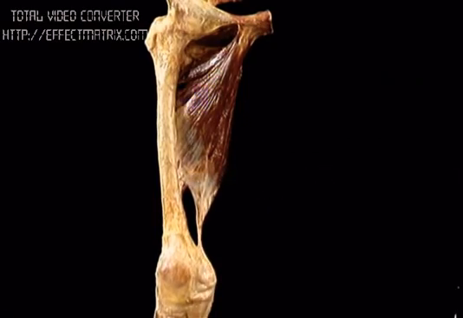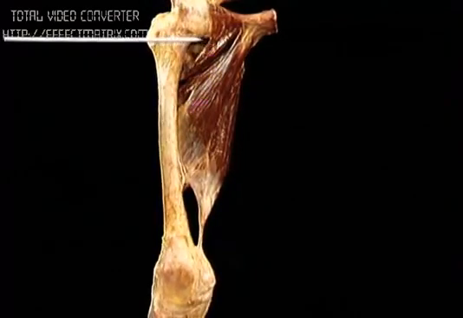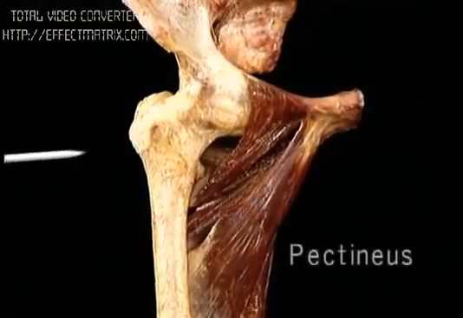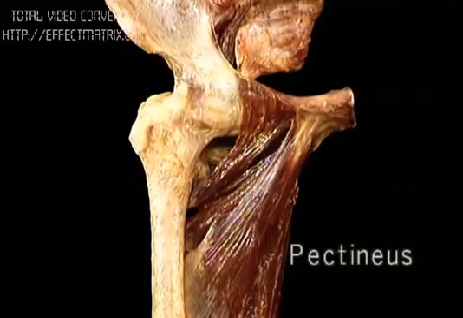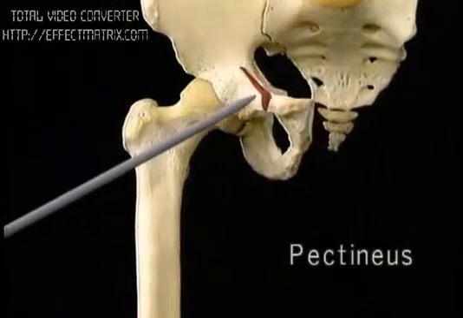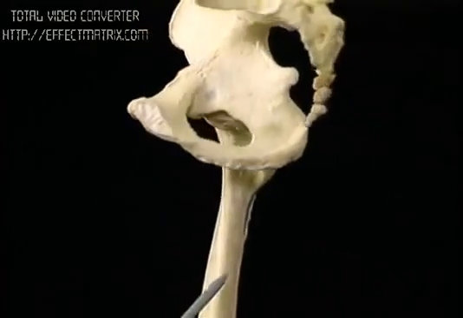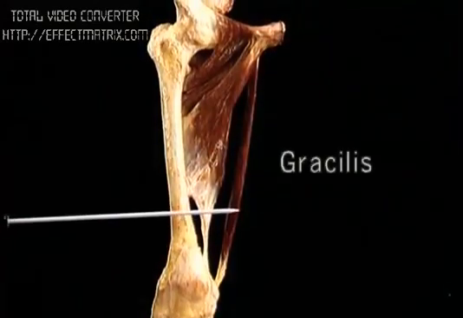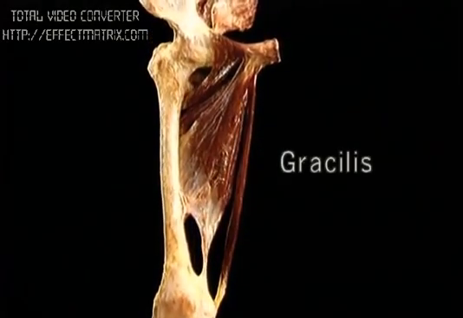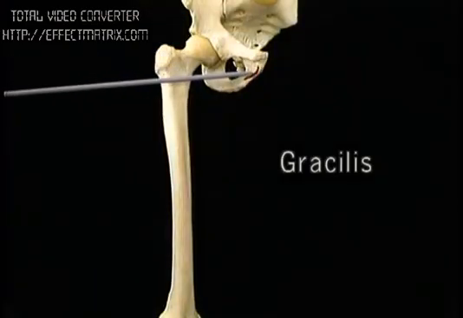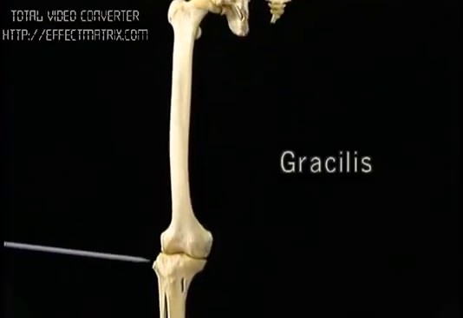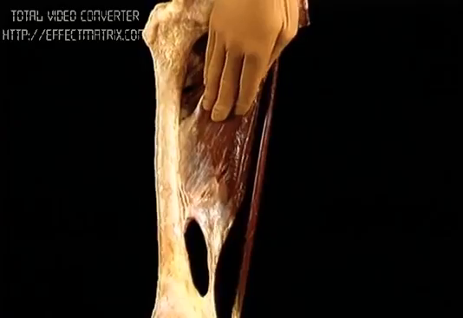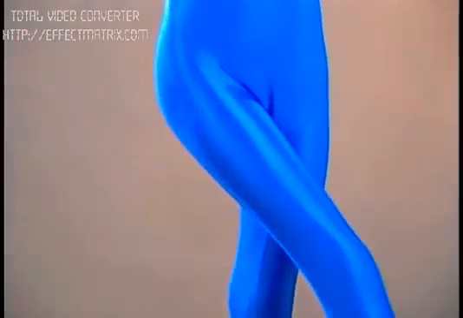The other two adducting muscles are a short muscle, pectineus, and a very long muscle, gracilis. Pectineus is the shortest of the adductors. It arises from this line on the superior pubic ramus. It inserts here, just in front of adductor brevis. Gracilis is the most medial of all the thigh muscles. It arises here on the pubis, and it's inserted all the way down here on the tibia. The main effect of all these muscles is to produce adduction at the hip joint.